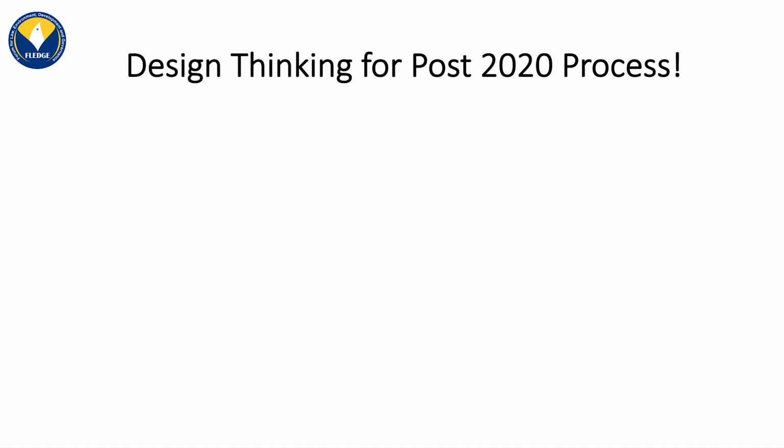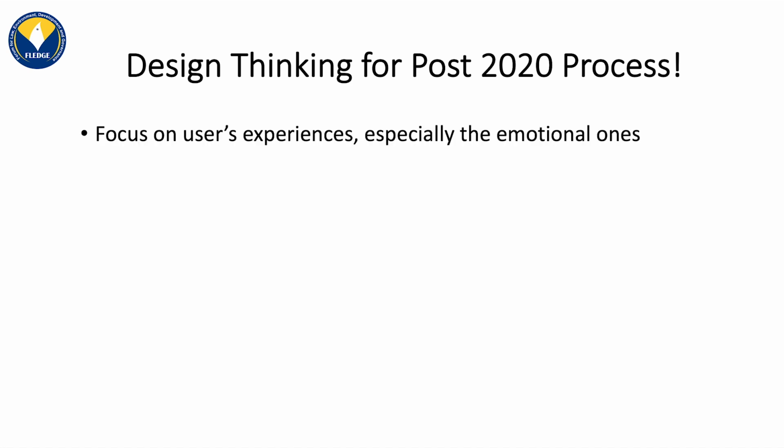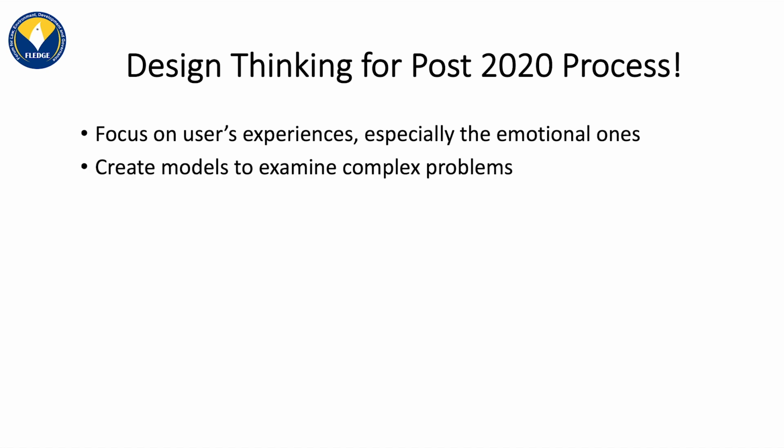So in terms of how we're going to be using design thinking for the post-2020 process, the focus is on the user's experiences, including the emotional ones, and creating models to examine complex problems. Dita explained with one or two examples how it can be simplified and made use of, both in terms of visual-based approaches as well as action-based approaches. We also need a lot of prototypes. Unless you demonstrate, it is not going to be accepted. So it's a demo or die kind of situation for us when we are working on the future of the conservation agenda. So we need quite a few prototypes.